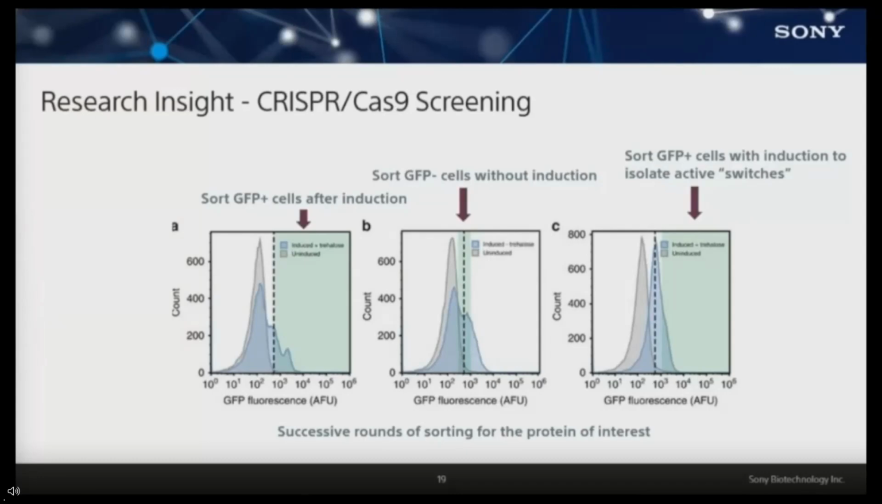Successive rounds of sorting for the protein of interest are conducted. So in this example here, we're sorting GFP positive cells after induction. You may or may not wish to actually look at the GFP negative cells that don't have induction, depending on what your needs are. But then, you might have to go through another round of GFP positive cell sorts, looking at the induction to isolate those active switches.